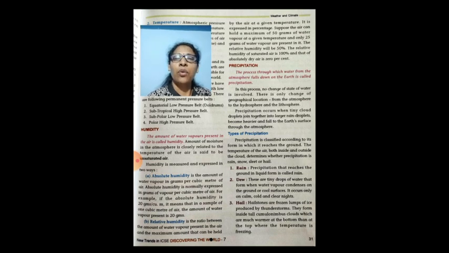Suppose the air can hold a maximum of 50 grams of water vapor at a given temperature and only 25 grams of water vapor are present in it. So the relative humidity will be how much? 50%. So the relative humidity of saturated air is 100% and that of absolutely dry air is 0%.